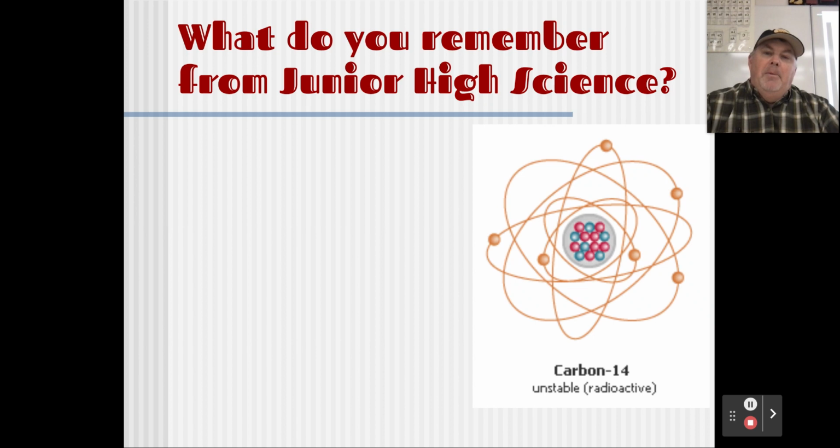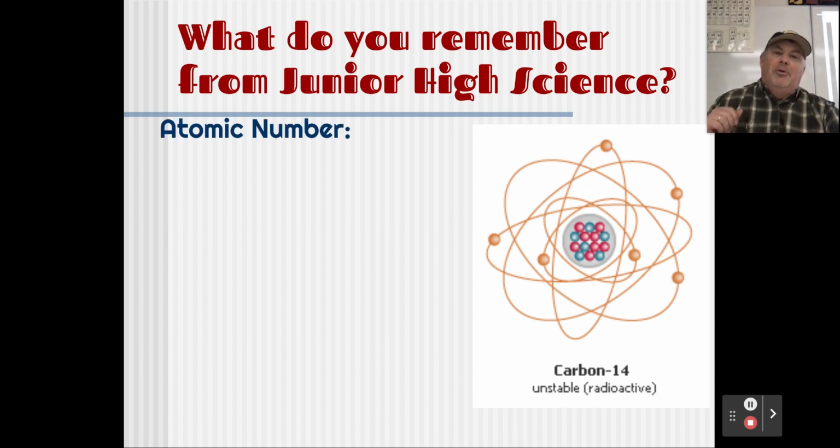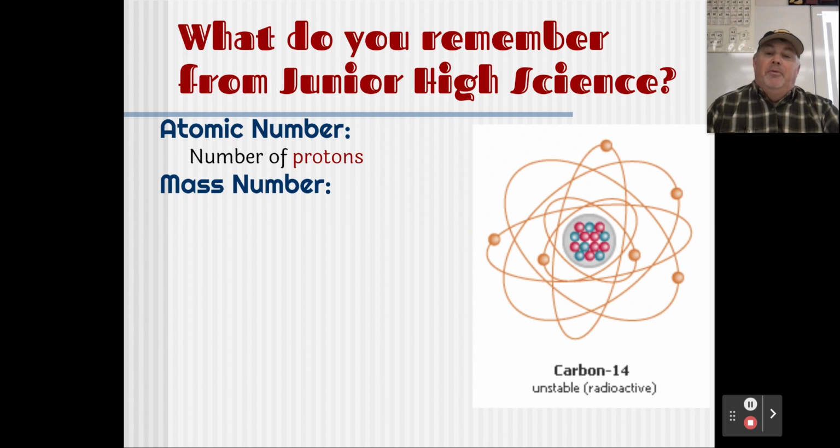So, what do you remember from that junior high science class you had? You remember we looked at the periodic table, and I have one behind me here. There was this atomic number, and really the atomic number tells us the number of protons. And if we know the number of protons, it tells us the number of electrons as well. So it tells us some good information.